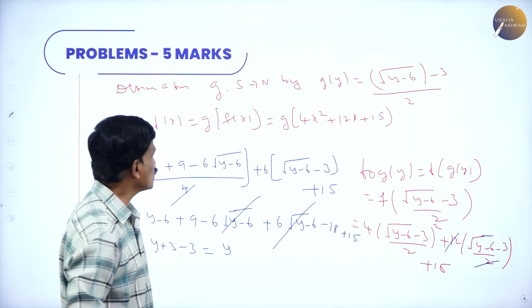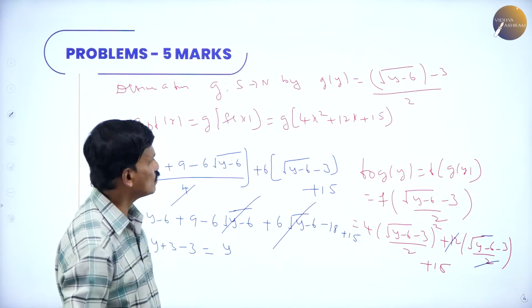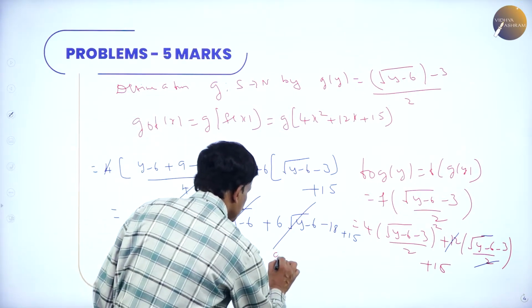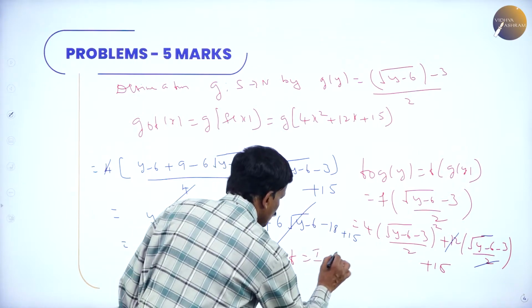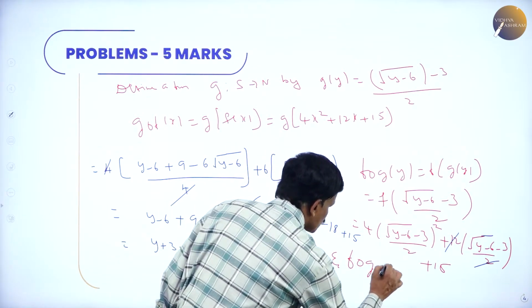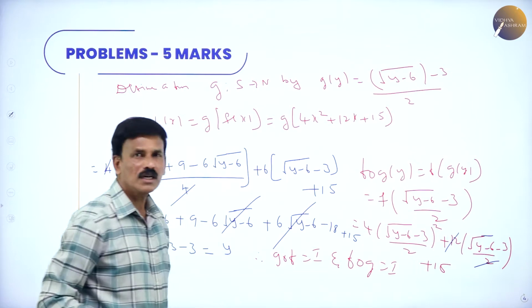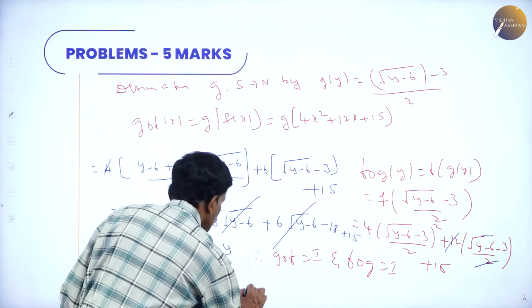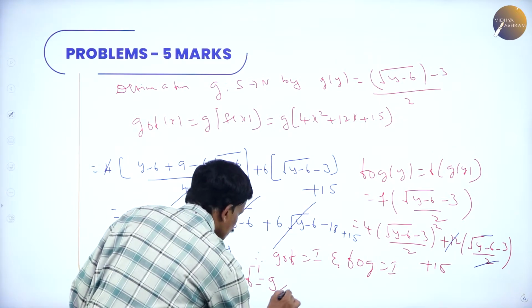This is equal to y. Okay, f of x is equal to y, that is g of y is equal to y. So from this we can conclude that g naught f is equal to I and f naught g is also equal to I, the identity. So what do you say? Therefore f inverse is equal to g.